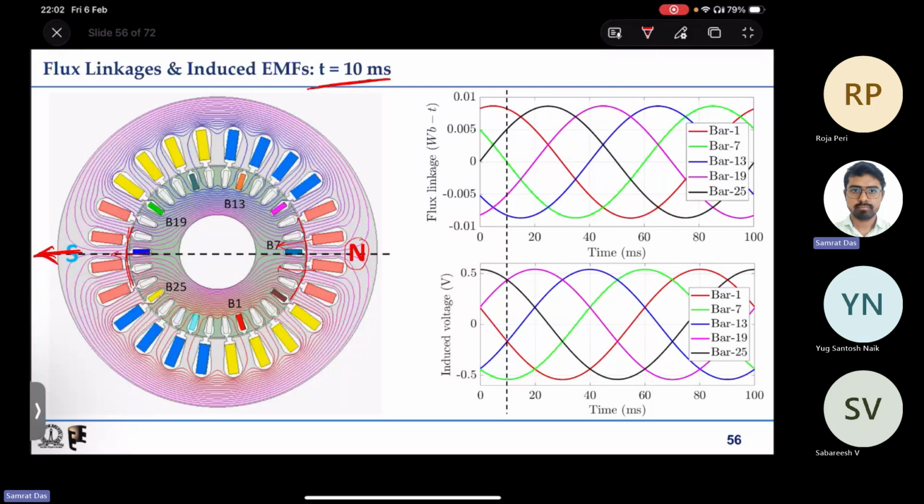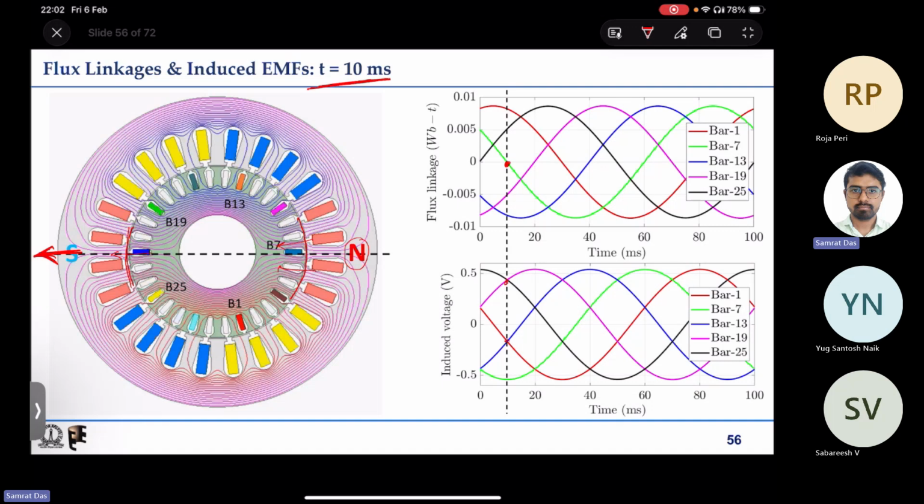And the idea of flux linkage remains the same, that is B7 at this instant also will have zero flux linkage, similar to the earlier case. And accordingly we can have the induced EMF at this given instant. And if we know the induced EMF, then we can assign dot or cross polarity for the current in the bars.